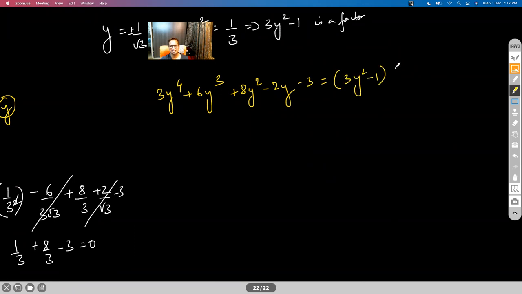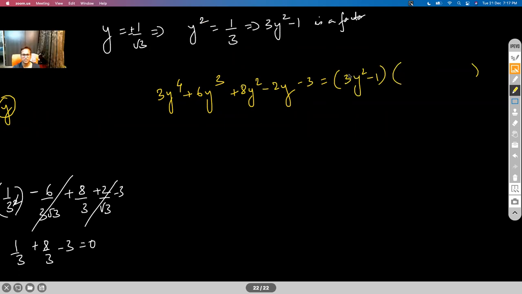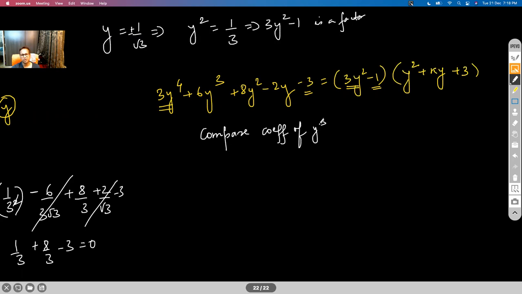So one of the factors is already this. Let us guess the other factor. By the way, the other factor is going to be a quadratic, because overall the degree has to be 4, and 2 degrees are already there. See how, in a very short way, I'm going to get these coefficients. There is a 3y⁴ on the left, and the factor has 3y², so here y² should come, correct? There's a -3 here and a -1 over here, so +3 should come, correct? In the middle, there will be some term, let's say ky. All I need to do is find k first. In order to find k, you can compare the coefficient of y² or y on both sides. Anything is fine. In fact, y³ also can be compared. So let's compare the coefficient of y³ on both sides.